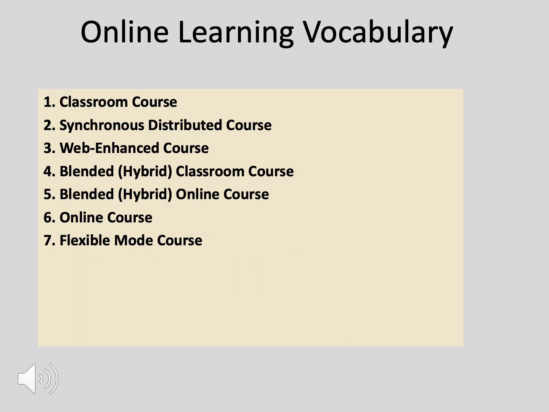Here is some online learning vocabulary. Classroom course. These are course activities organized around scheduled class meetings. There's synchronous distributed course. Web-based technologies are used to extend classroom lectures and other activities to students at remote sites in real time. Web-enhanced courses are online course activities that complement in-person class sessions without reducing the number of required class meetings. There's blended, also called hybrid classroom courses.